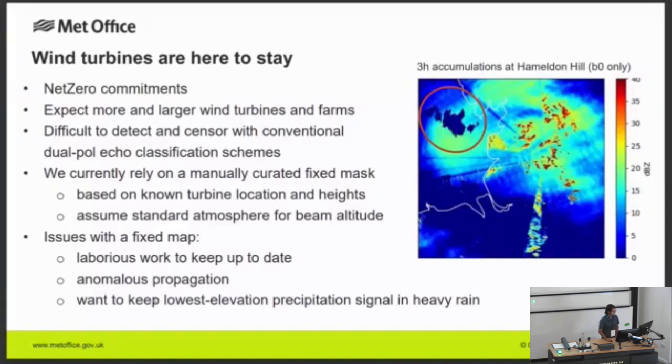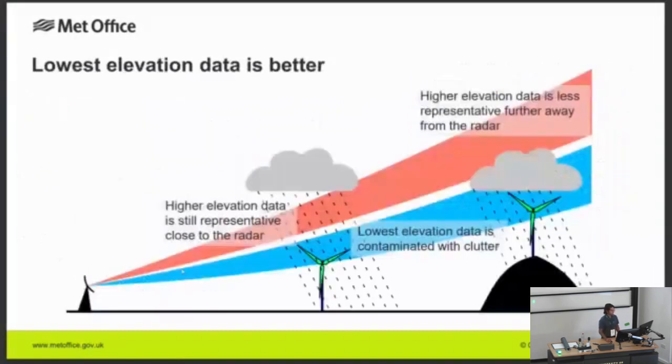So the reason we want the lowest elevation data is something like this. Close to the radar, if something isn't your way, you can look further up and you can see, okay, this is still representative of what's going on the surface, because that's where we care about. Further away from the radar, unfortunately, in this extreme case, you can see that we've completely missed the weather, so it would really be good if we could sometimes use the lower elevation data when it's good enough.